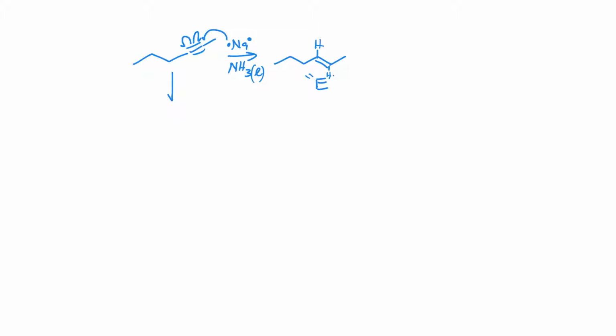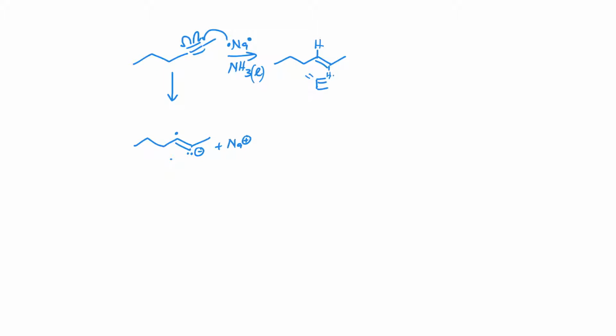So let me draw the product of that. So now I have an alkene. I've got a single electron on one side of the alkene. I've got a lone pair on the right side. That would give us a negative charge. I can balance that charge with the sodium plus that I just created.